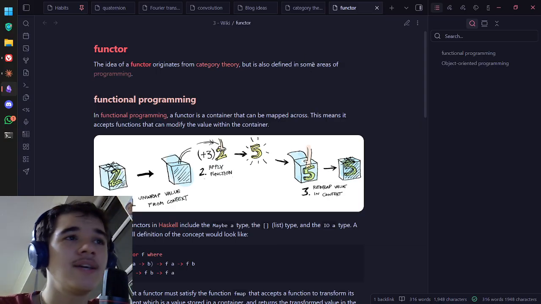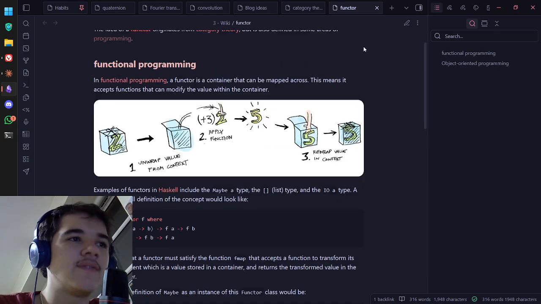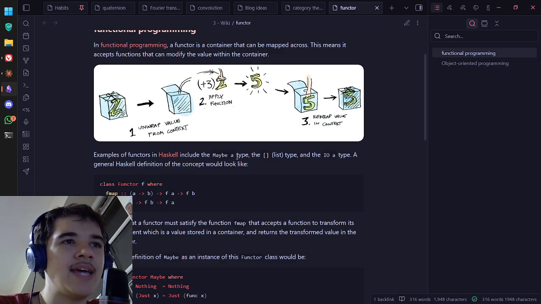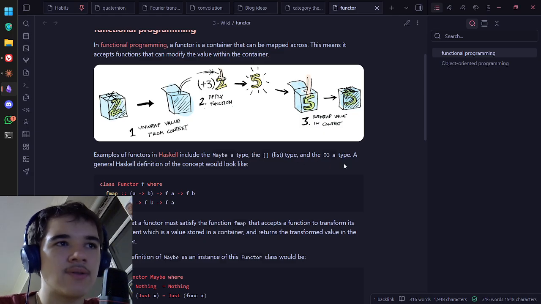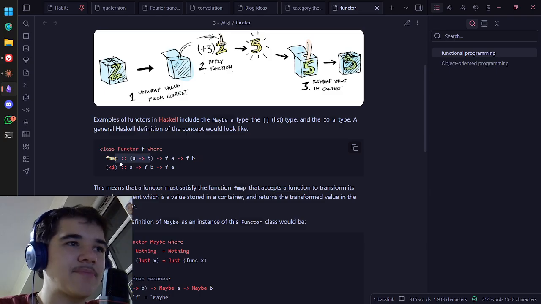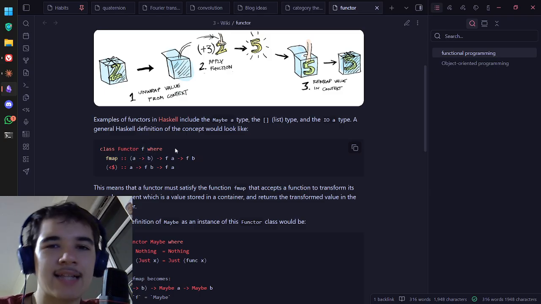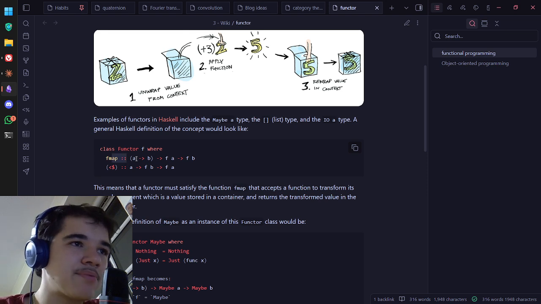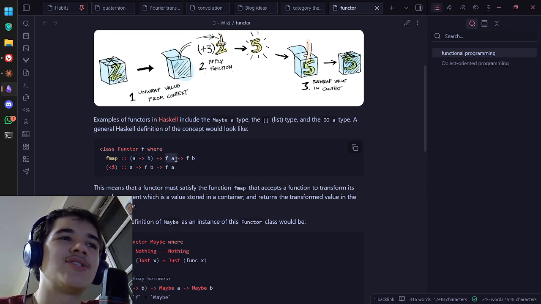So in functional programming, a functor is a container that can be mapped across. This means it accepts functions that can modify the value within the container. Examples of functors in Haskell include the Maybe a type, the list type, and the IO type. A great general Haskell definition of the concept would look like this. It's a class Functor where you have to implement the function fmap, which takes a function from A to B, and then applies it to an object A and returns an object B.